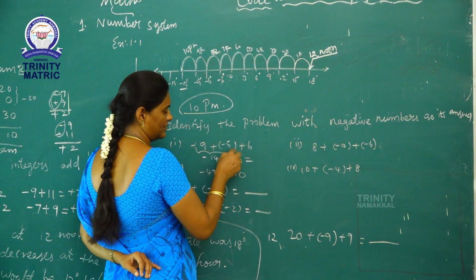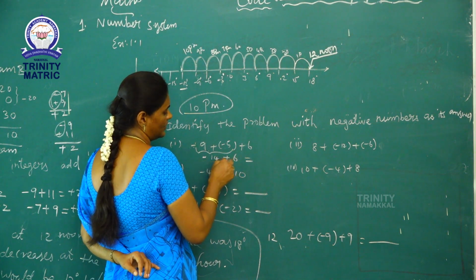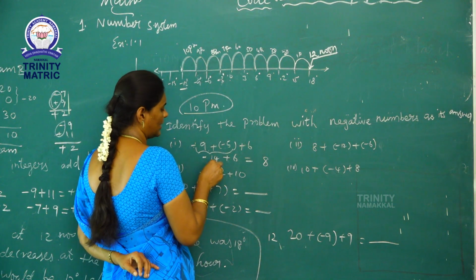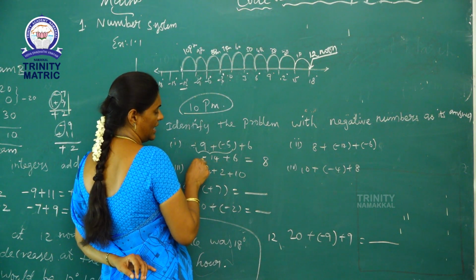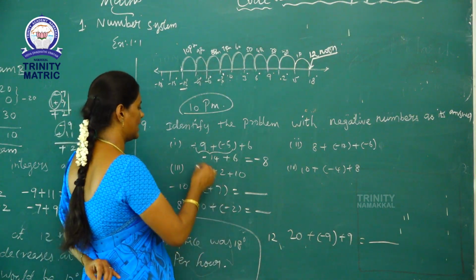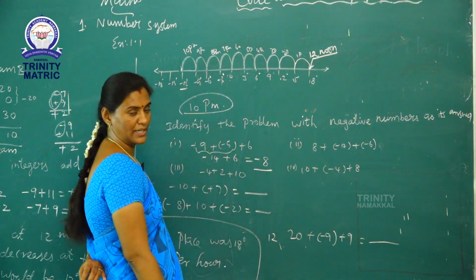So we find the difference between these two integers. The difference between 14 and 6 is 8. Here 14 is the greater number, in front of 14 is minus. So the answer is minus. Here this sum has a negative answer.